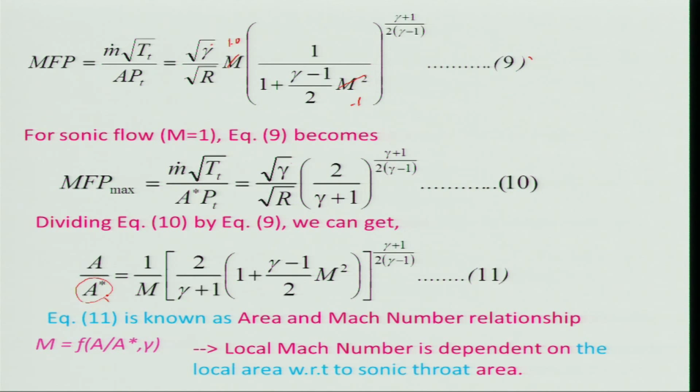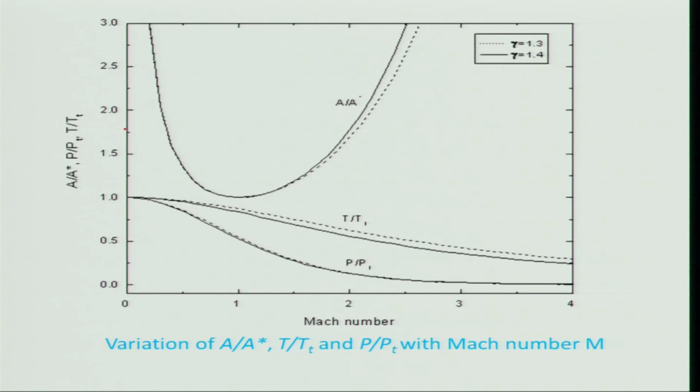What we will do is look at the variation of that expression and see how it varies with respect to the Mach number. When we are talking about it, we will also look at T by T T and P by P T, because P is the local pressure or the static pressure and P T is the reservoir pressure or the total pressure. The curves will look like this: A by A star and Mach number are plotted here. The solid line is for gamma 1.4 and the dashed line is for gamma 1.3.